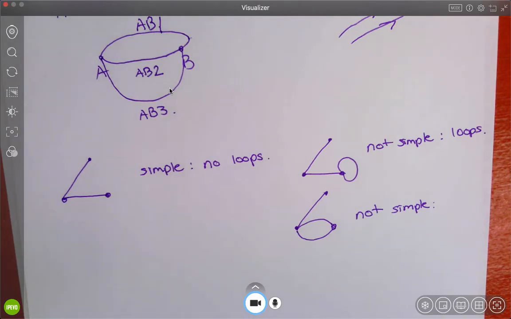So here, simple is no loops, right? And if there's a loop or if there's parallel, they're not simple.